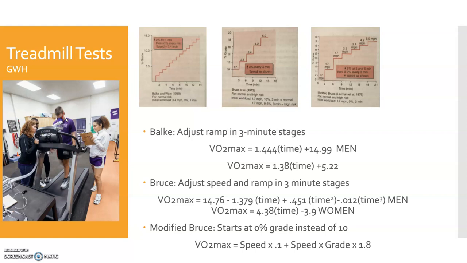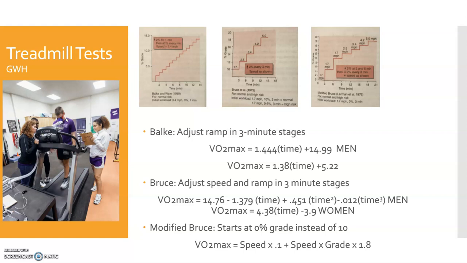These images at the top I actually copied out of our textbook to show you the differences between these different protocols. They have a Balke, a Bruce, and a modified Bruce. These are pretty commonly used in exercise testing in both clinical and research settings. Those are the ones I wanted to compare for you. In the Balke test, you adjust the ramp, so that's the angle of the treadmill, in 3-minute stages, but the speed stays constant. Whereas in the Bruce protocol, you adjust the speed and the ramp every 3 minutes.